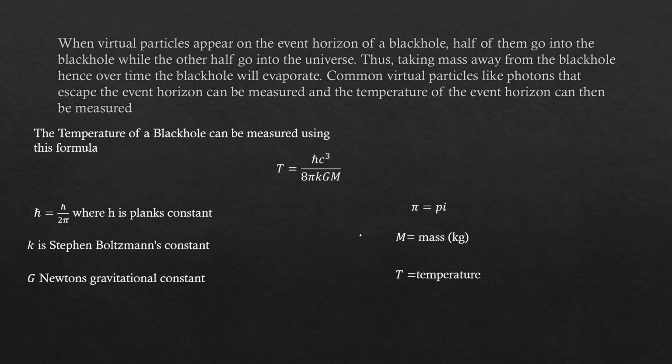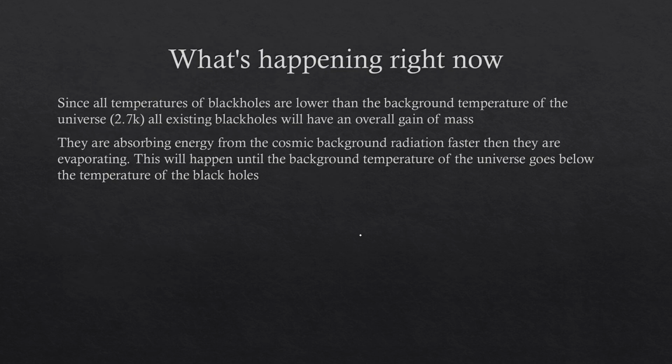Okay. Now, what's happening right now? Since the temperature of black holes is lower than the cosmic background radiation, all existing black holes have an overall gain of mass. Pretty much, they're absorbing energy from the cosmic background radiation faster than they're evaporating. And this will continue until the temperature of the universe goes below the temperature of black holes.